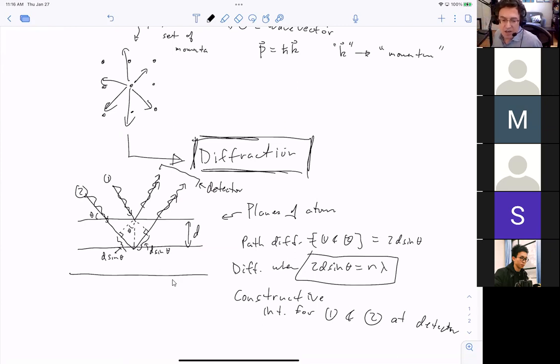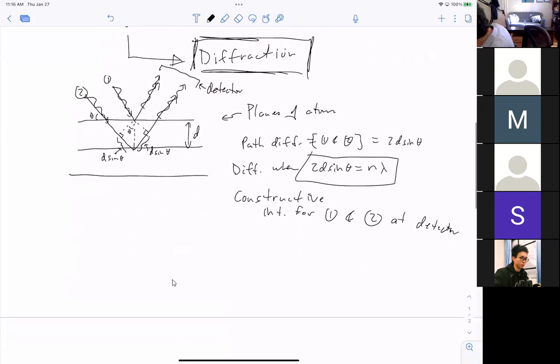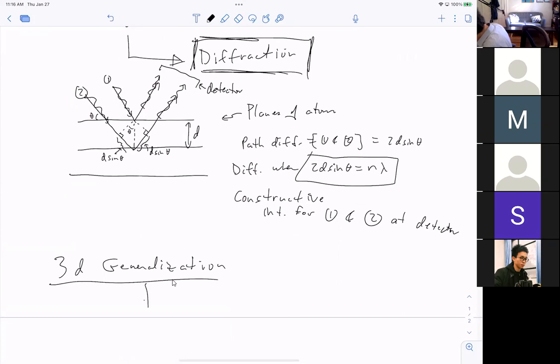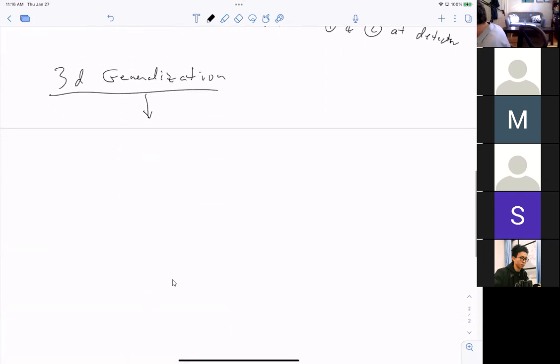And now I'm going to generalize the exact same picture, but make it more general. So now let's do a 3D generalization of this very simple picture, and that will lead us to the concept of diffraction. For the 3D generalization, let's first mention a concept that you have already heard of in some class. It's Huygens' Principle.